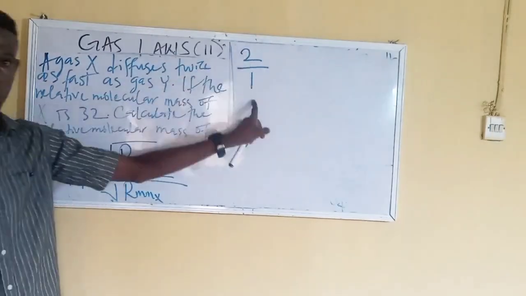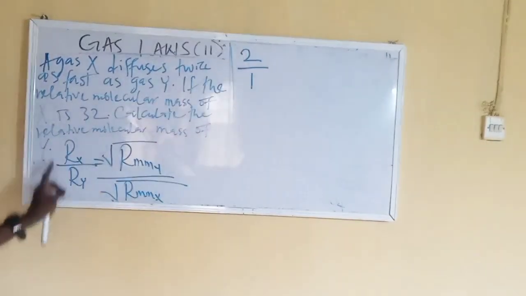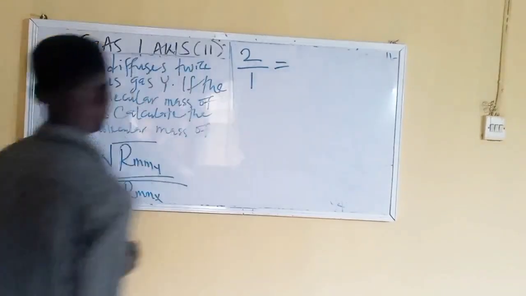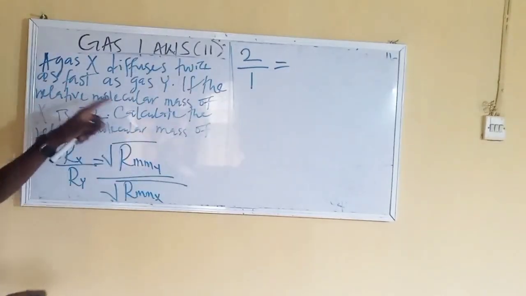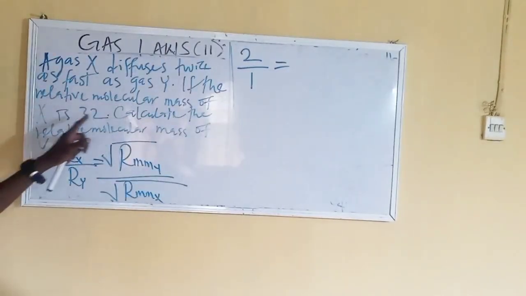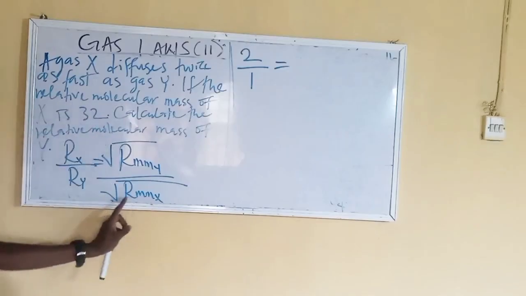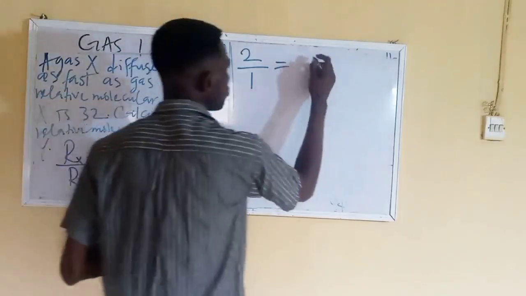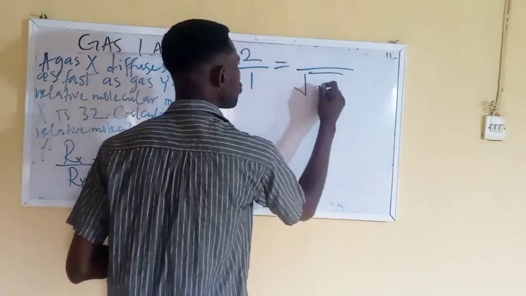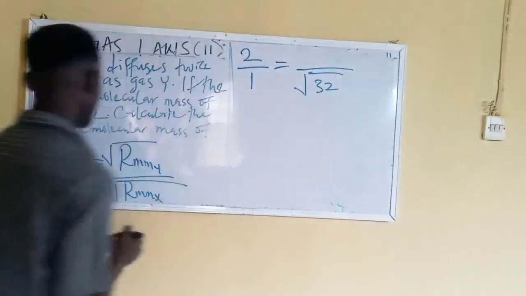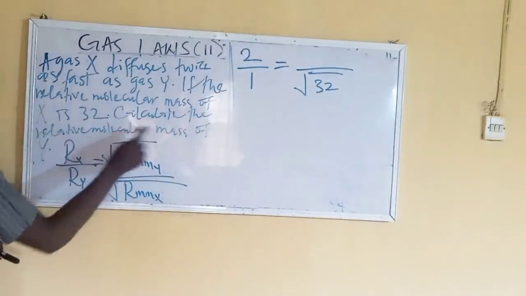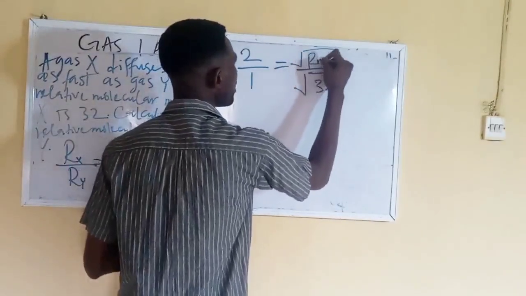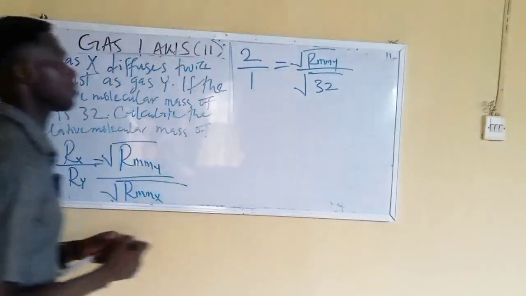So it is written as 2 over 1. That is what has been represented here. So Rx over Ry is written as 2 over 1. Now, they said the relative molecular mass of X is 32. So that means our relative molecular mass of X, which is this here, is represented as 32. So you have this as root 32, but we do not know the relative molecular mass of Y. So we represent this as root RMM Y.